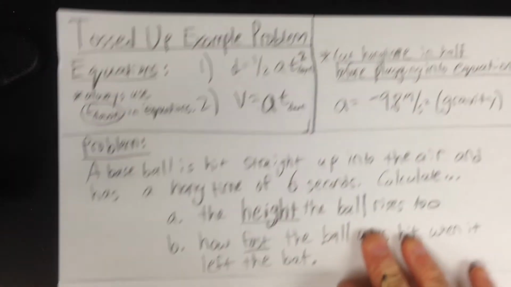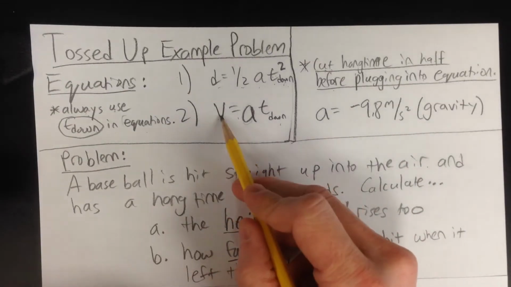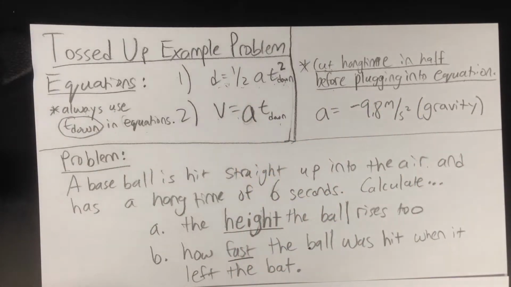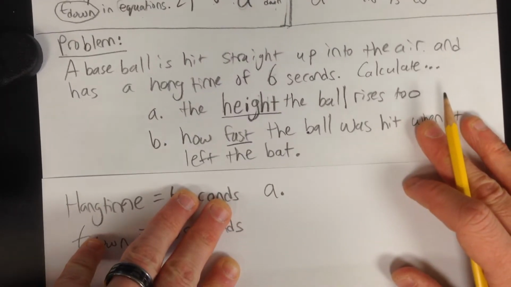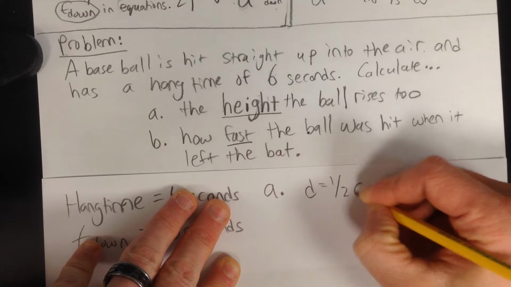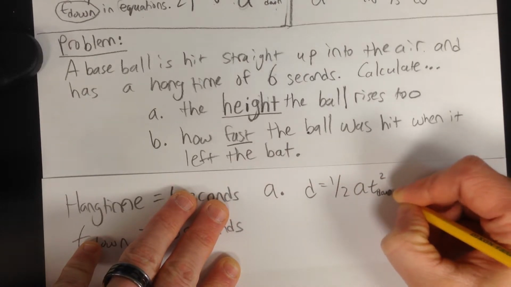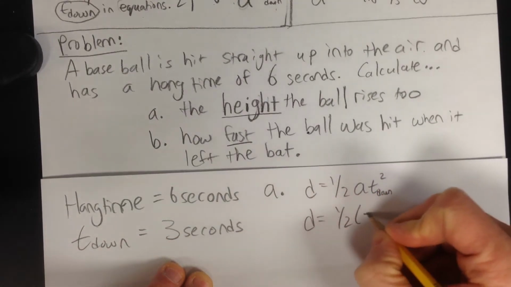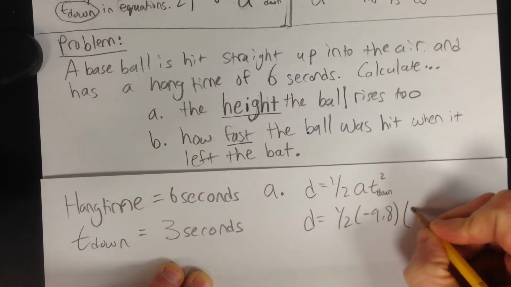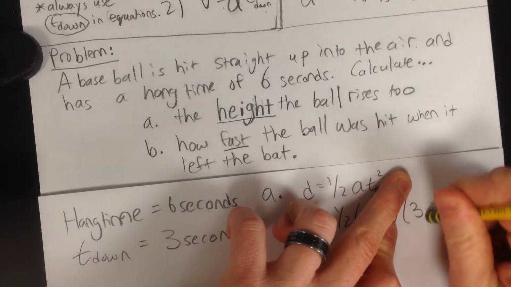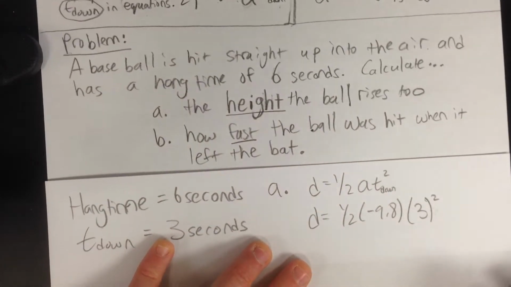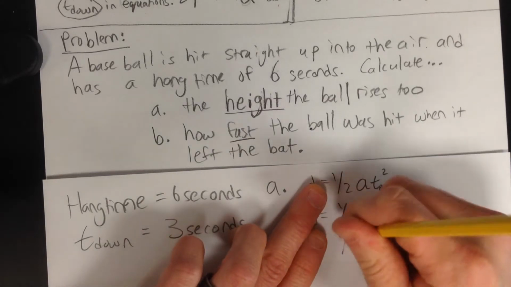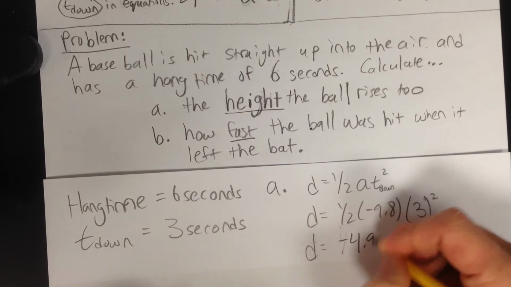So let's do letter A, the height the ball rises to. Out of these two equations, which one would get us the height? Well, v is velocity, so that's not going to get us height. So we really have to use the first one. D, or distance, is a kind of height. So we'll use d equals a half at squared. Remember, the t you have to plug in is t down. A is always negative 9.8. T down is 3 seconds. Don't plug the 6 in there. That's the hang time. Not allowed to do that. A half of negative 9.8 is negative 4.9.